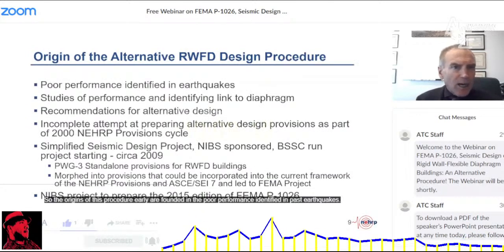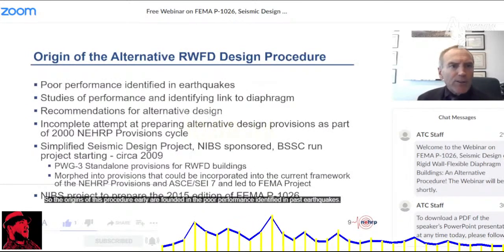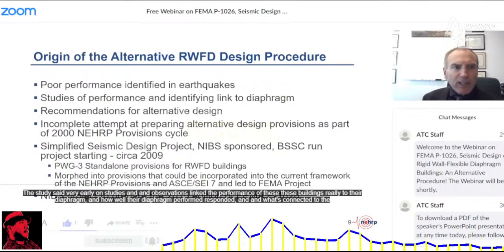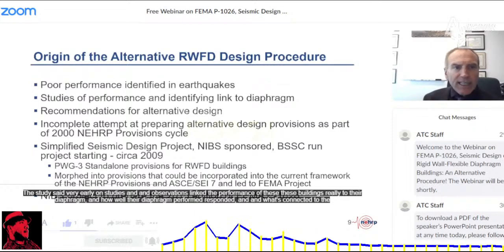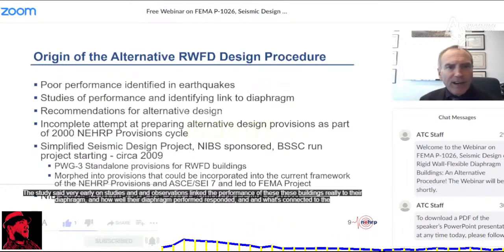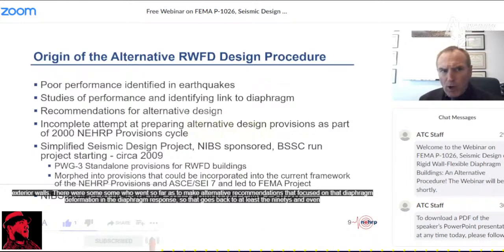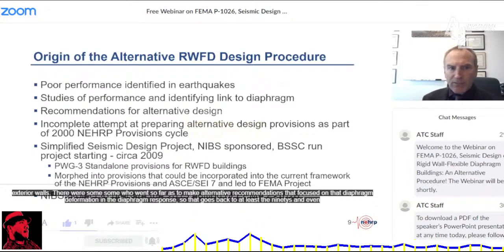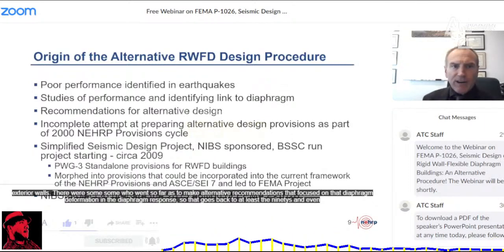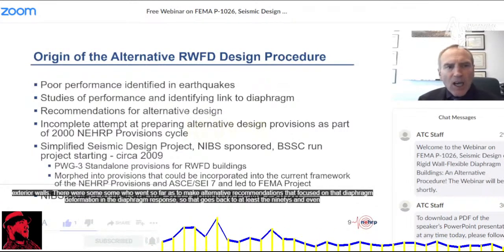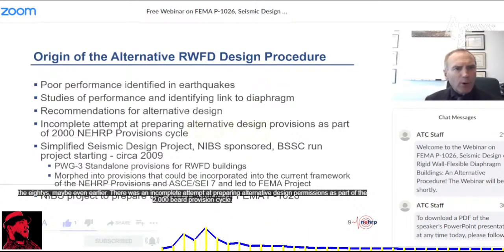So the origins of this procedure really are founded in the poor performance identified in past earthquakes. Very early on, studies and observations linked the performance of these buildings to their diaphragm, and how well the diaphragm performed, responded, and was connected to the exterior walls. There were some who went so far as to make alternative recommendations that focused on that diaphragm deformation and the diaphragm response. That goes back to at least the 90s and even the 80s, maybe even earlier.